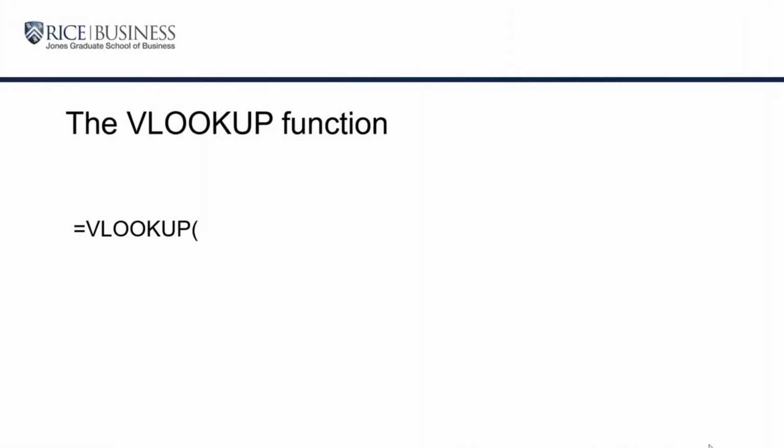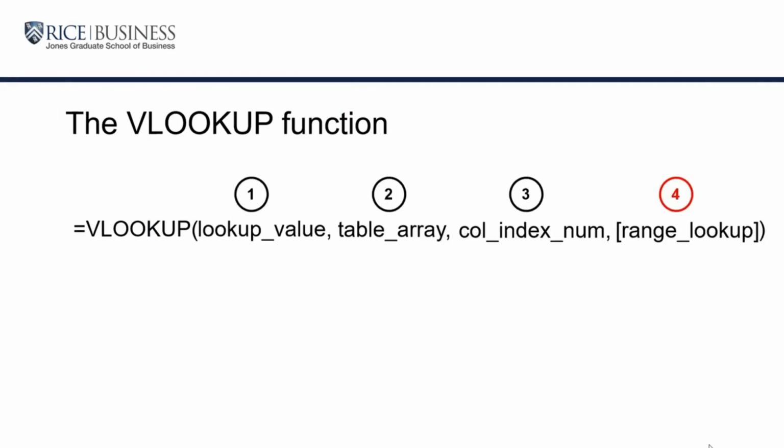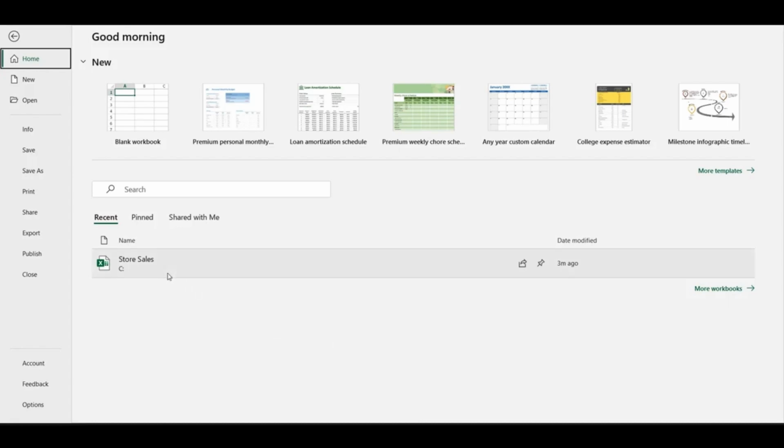So the syntax of the VLOOKUP command begins with is equal to VLOOKUP, open parenthesis, and then it takes in 4 inputs. The first 3 inputs are required inputs, and the fourth input is an optional input, and hence it is also put in square parentheses. So let's look at an Excel example to understand these various inputs. So let's go to Excel and open the file Store Sales.